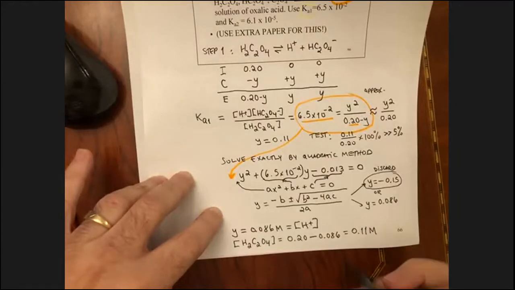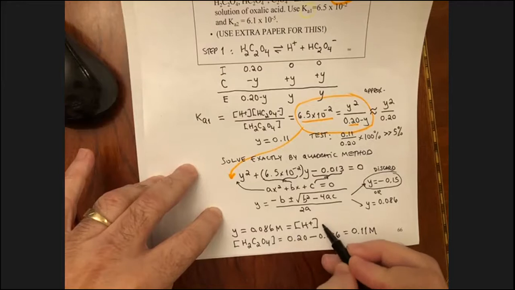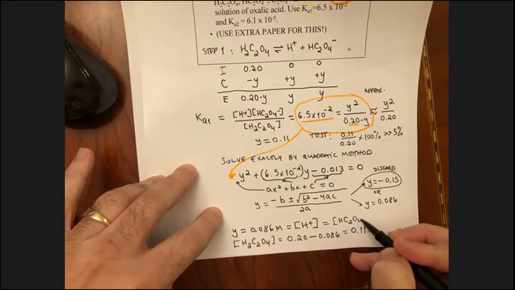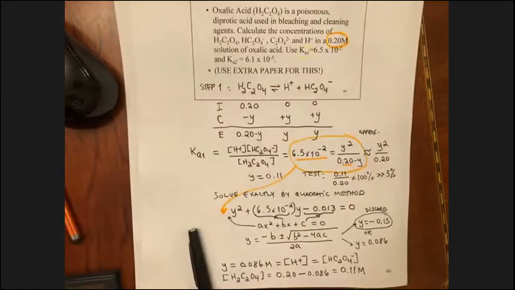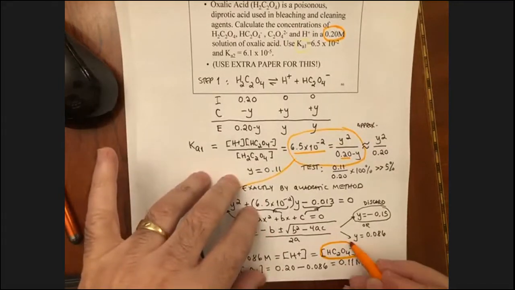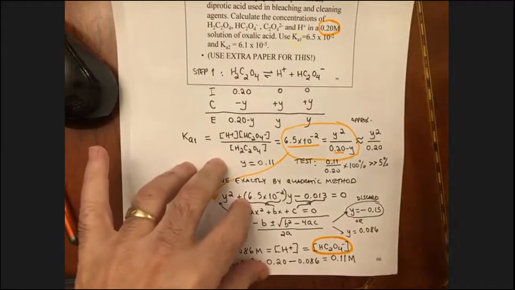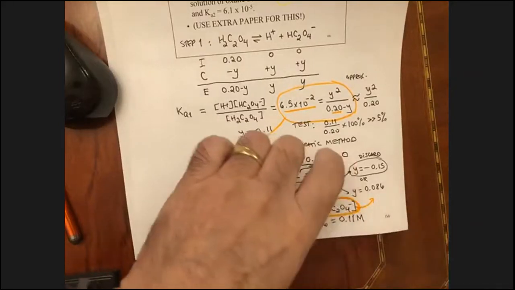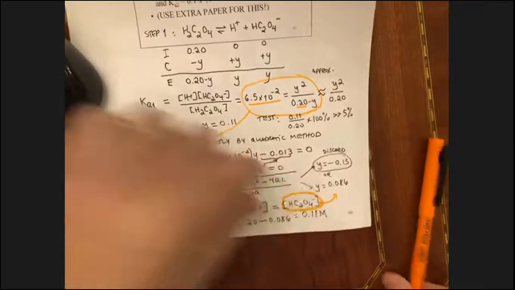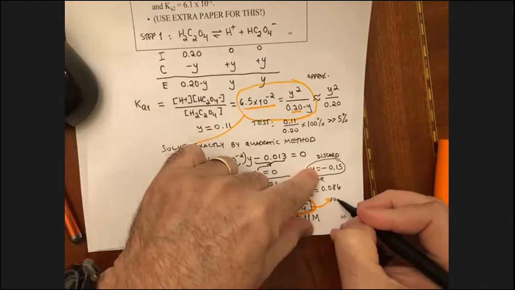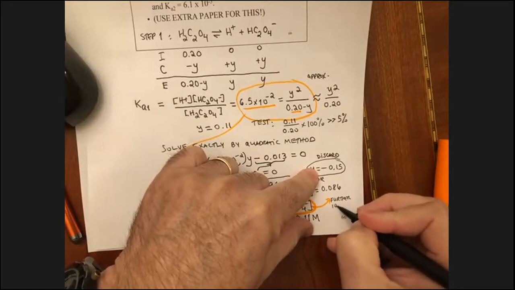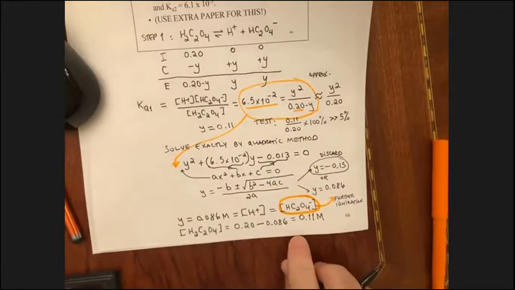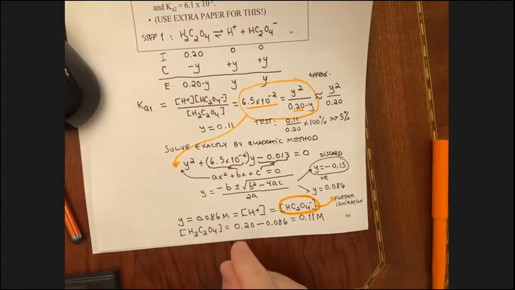All right. Don't forget, this concentration that we have here is also the concentration of the conjugate base. But remember, this conjugate base here is going to have to ionize further. And that's going to be the second step in our problem.